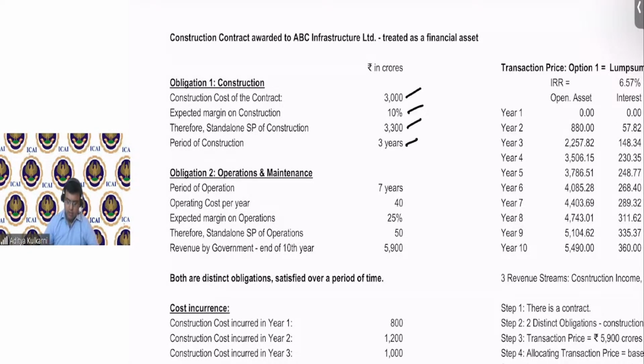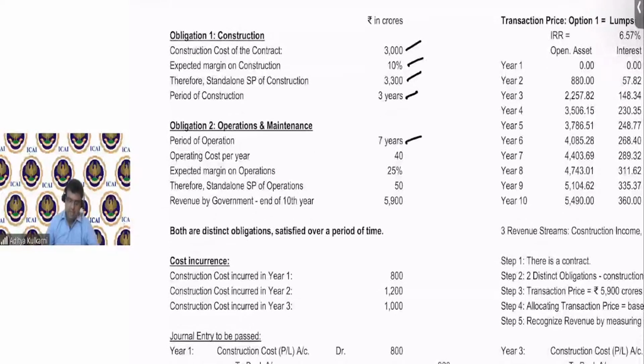Next, you have another obligation to operate and maintain it for a period of 7 years. Expected margin is 25% on an operating cost of 40, so standalone selling price is 50 per year. Revenue by the government, at the end of the 10th year, is 5,900.